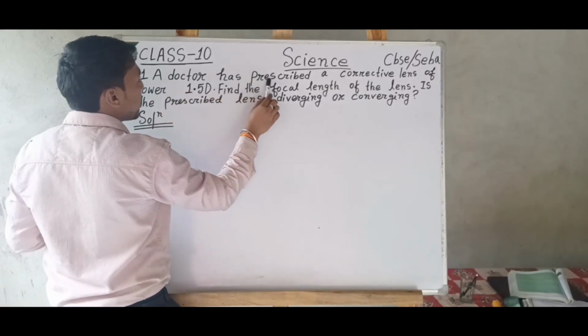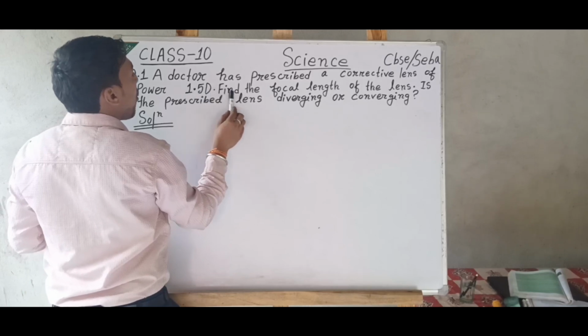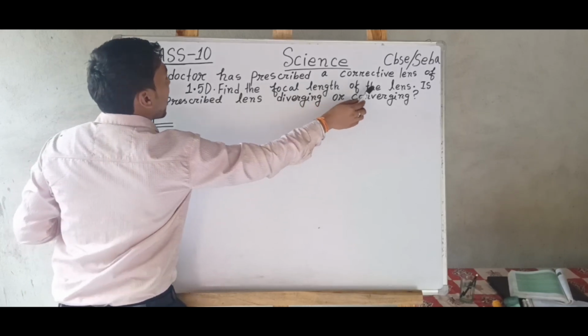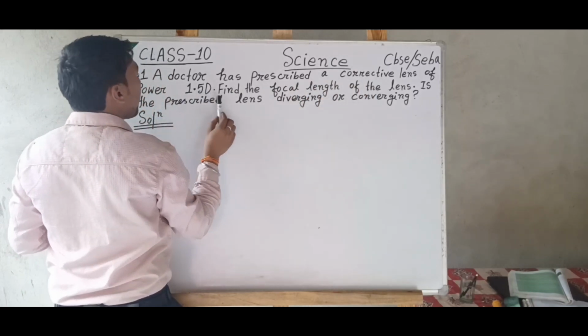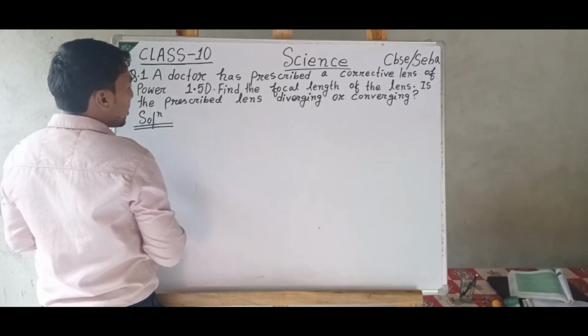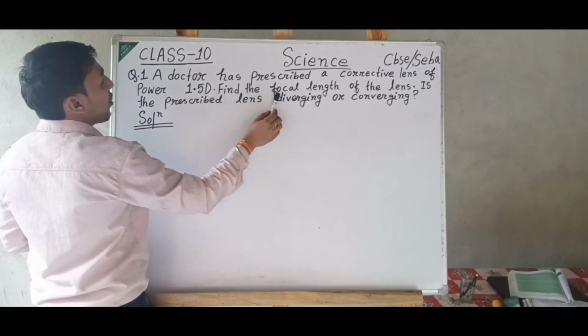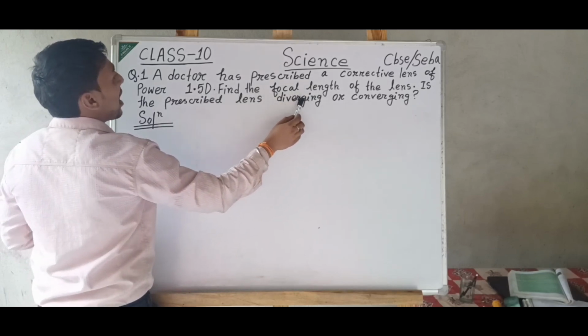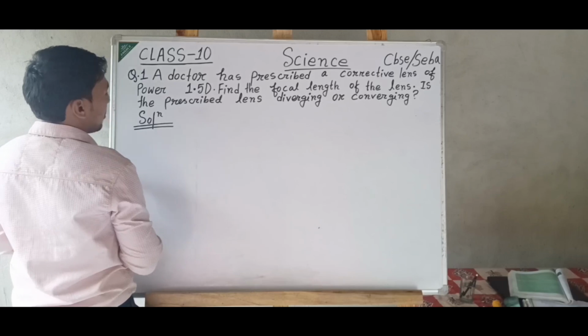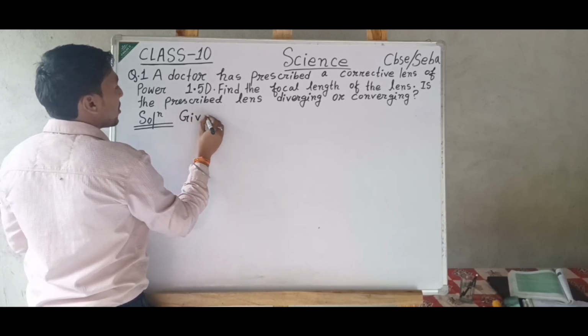A doctor has prescribed a corrective lens of power 1.5D. Find the focal length of the lens. Is the prescribed lens diverging or converging? So according to this question, the power is given as 1.5D and we have to find the focal length and whether the lens is diverging or converging. In the first step, write the given value from this question.